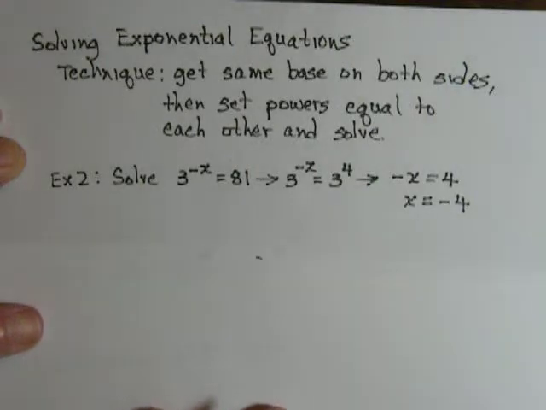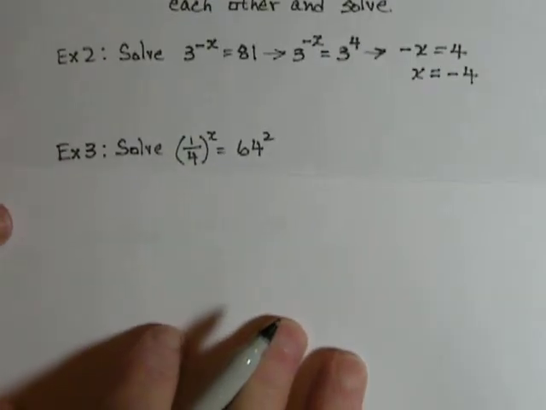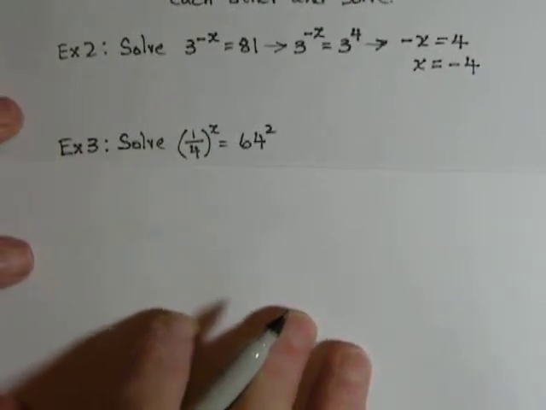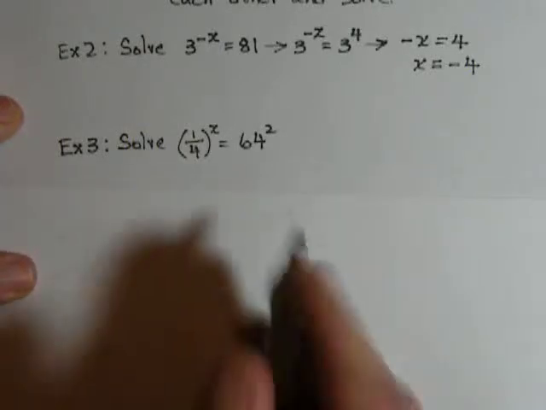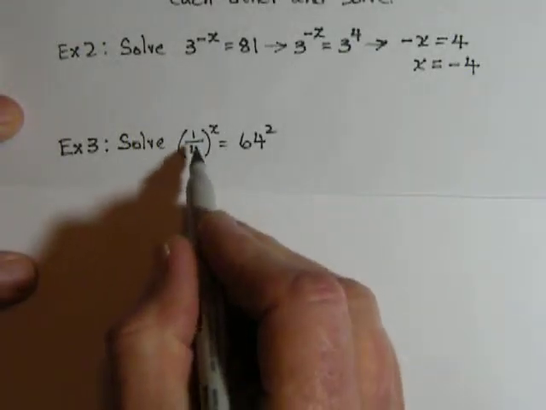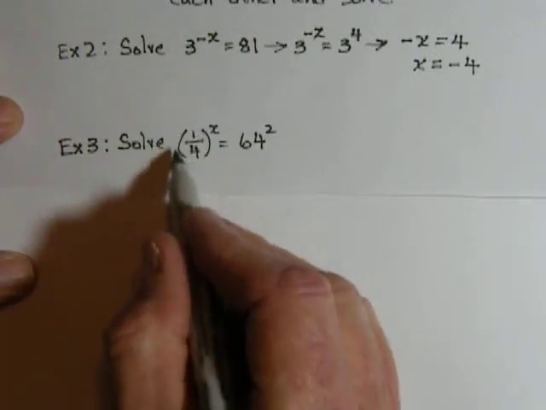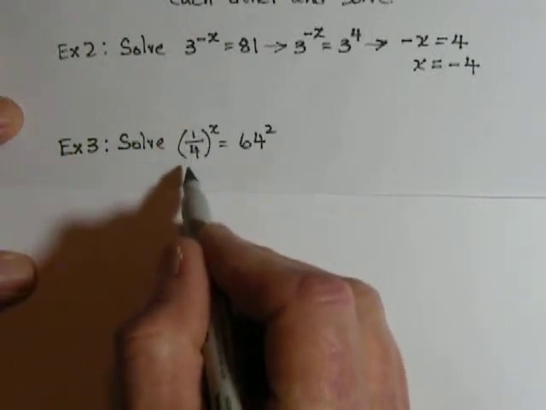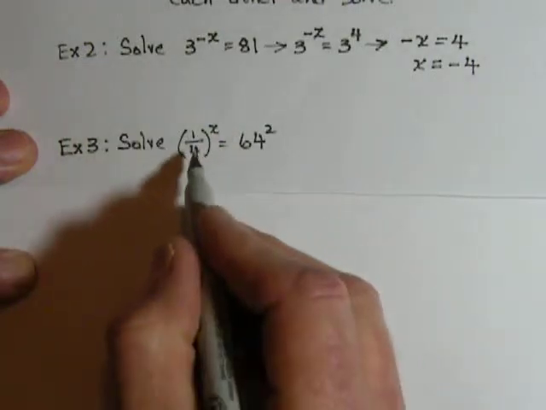For my next example, we're going to solve 1/4 to the x power equals 64 squared. Now, in this case, I will avoid the fraction if I can. And this one is pretty easy. This one can be written as 4 to the negative 1 power. That way I have a whole number.